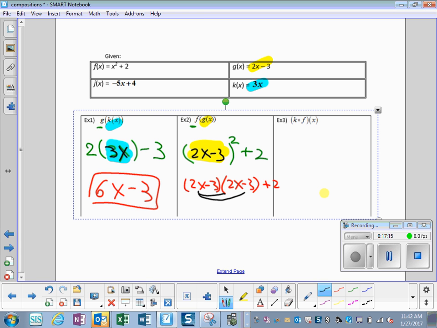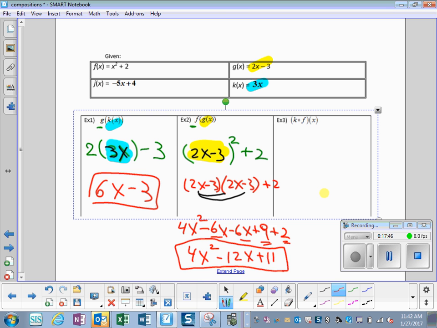2x times 2x is, yes, 4x squared. 2x times negative 3 is minus 6x. Negative 3 times 2x, negative 6x. And then negative 3 times negative 3 plus 9. And then I also have the plus 2. So now I just need to combine. I can combine these two, I can combine the numbers. So my final answer will be 4x squared minus 12x plus 11. 9 plus 2. Still good?